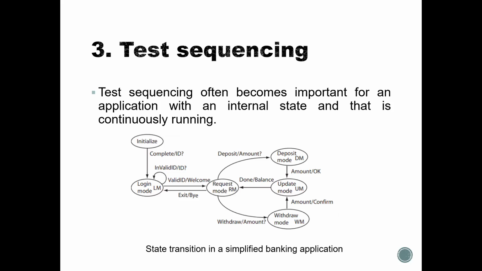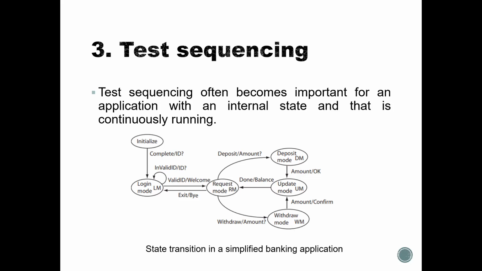And if I talk about test sequencing, this is also very important. To understand test sequencing, I have taken a simple banking system application example. This is an automata diagram, where we have different internal states of this banking system. In this diagram we have six internal states, and there are arrows which tell you how the process goes from one state to the other.